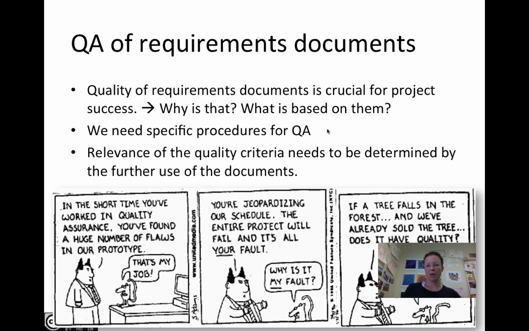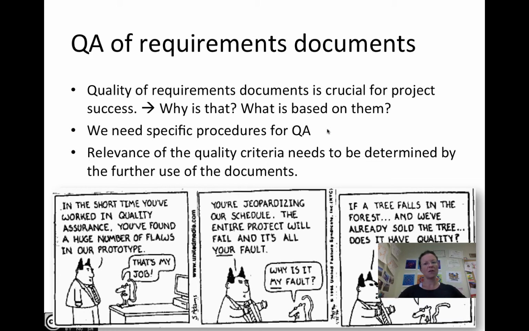For the quality assurance of requirements documents, we already have an understanding that this is crucial, but why is it so important? We need to understand what those documents are further used for. So down in this comic, the boss says, after apparently hiring Ratbert, that in the short time you worked in quality assurance, you found a huge number of flaws in our prototype. That's my job. You're jeopardizing our schedule. The entire project will fail and it's your fault.